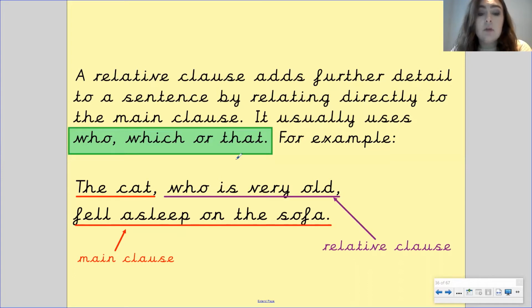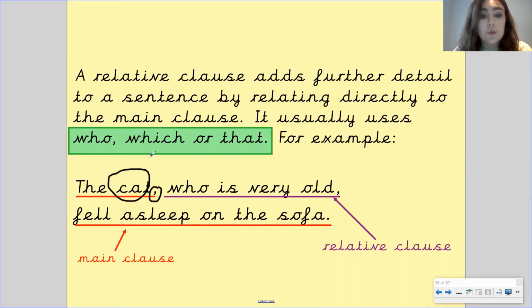Now to know where to add a relative clause in, you need to find the subject of the sentence. This is usually a noun, so a person, place, or thing. And in this sentence, our noun is cat. After you found your noun, you add in a comma, and it's really important that you do because that signifies the start of your relative clause. So you need to make sure that you have got that comma in.